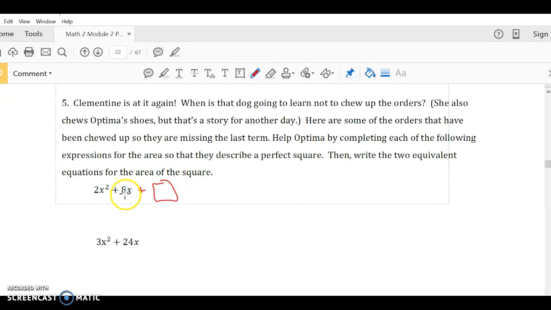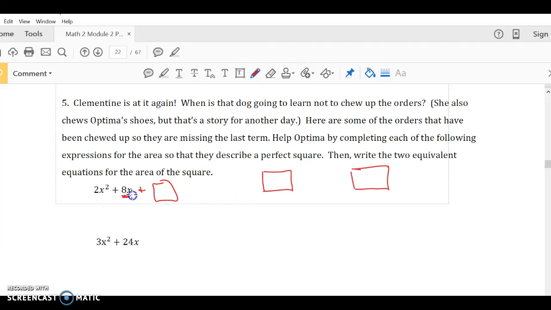Because they're used to taking half of 8, squaring it to get 16. But if I put 16 in here, it doesn't work out. So what do I have to do? Let's start with a diagram. I know I have 2x squared I have to distribute. Okay? There's 1x squared, there's 2x squared.